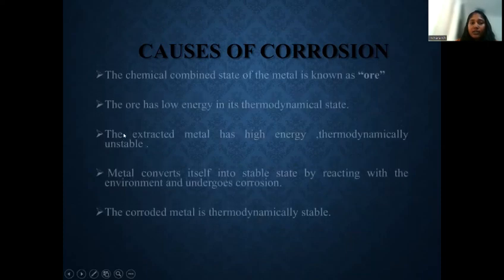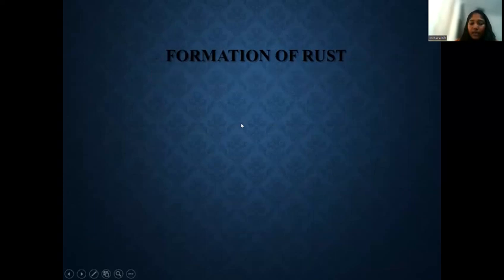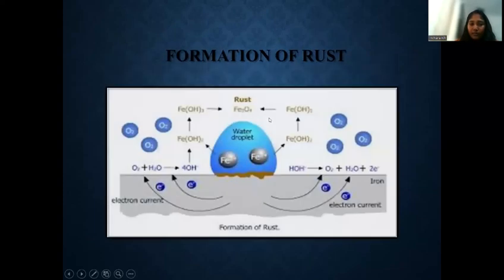Now let us know causes of corrosion. The chemical combined state of metal is known as ore. The ore has low energy in its thermodynamical state. The extracted metal has high energy, thermodynamically unstable. Metal converts itself into a stable state by reacting with the environment and undergoes corrosion. The corroded metal is thermodynamically stable. And here, formation of rust.